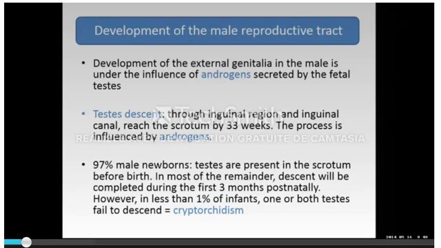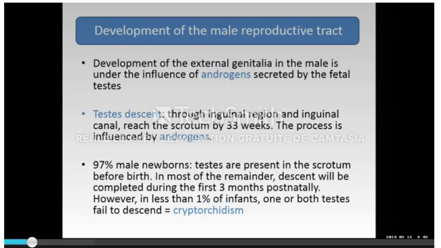Here are a few figures that you can have a look at later on, showing the differentiation from the 10 weeks fetus on the left to the newborn on the right. The development of the external genitalia in the male is under the main influence of androgens, and these androgens are secreted by the fetal testis.